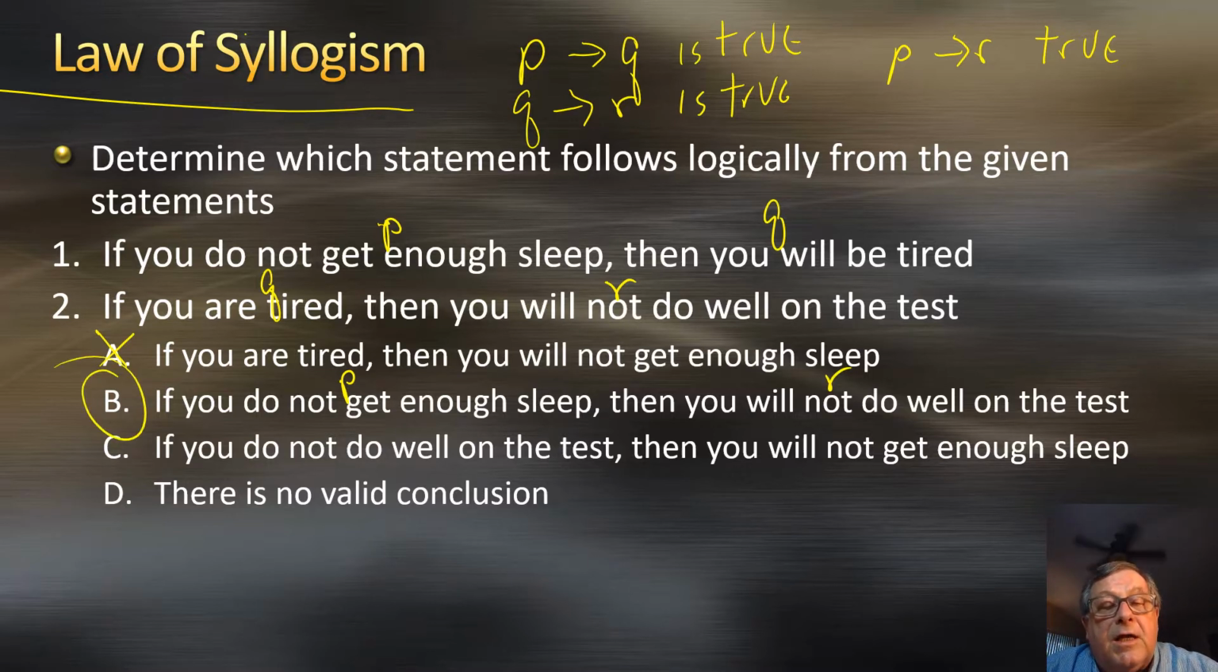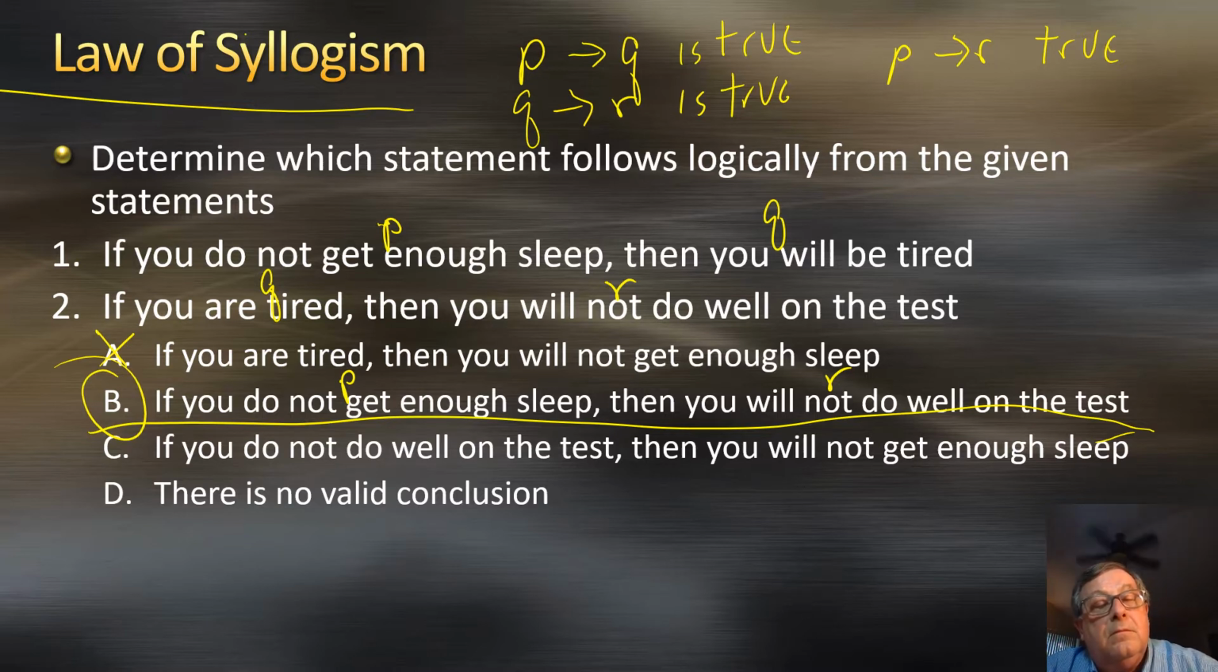Let's just go through this next one. If you do not do well on the test, well, that's R. So I'm looking for P. Then you will not get enough sleep. That's if R, then P. But I need that format right there, if P, then R. And P obviously doesn't match either. All right, well, there's a quick example of using the law of syllogism for deductive reasoning.